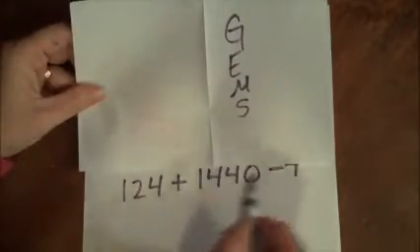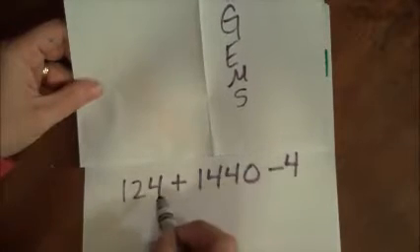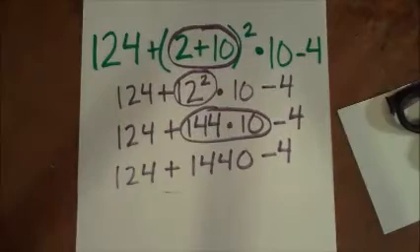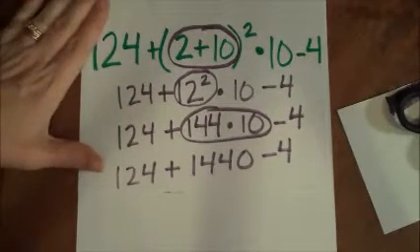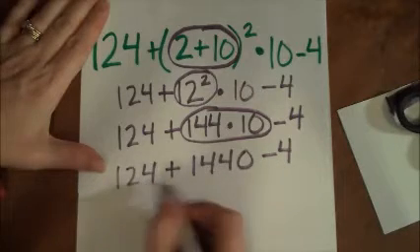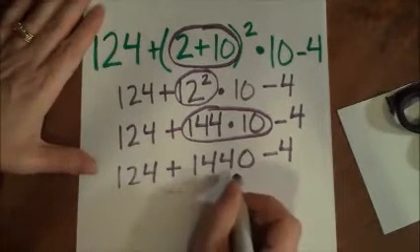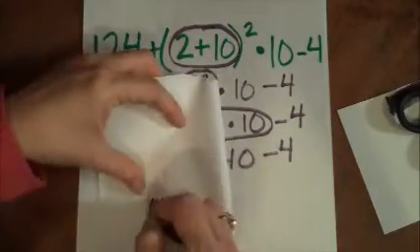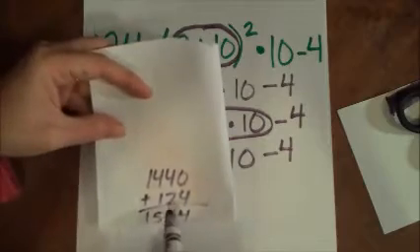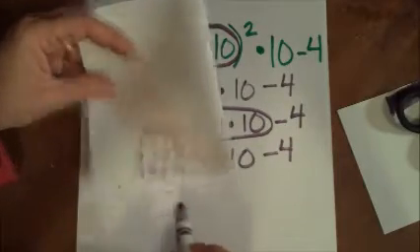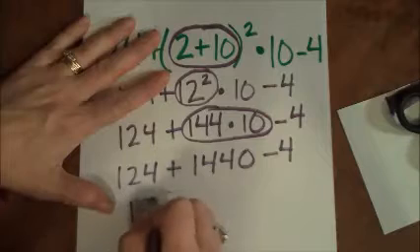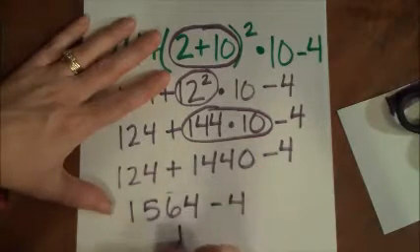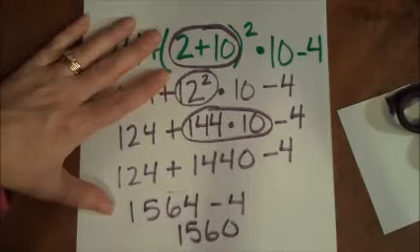I'm left with addition and subtraction. Because it's all in one step, I have to go left to right. 124 plus 1,440 minus 4. I have to add first. Remember, if you need to show your work, move over to a separate sheet of paper or over to the side and actually do the addition problem. 1,440 plus 124 is 1,564. 1,564 minus 4 is 1,560.